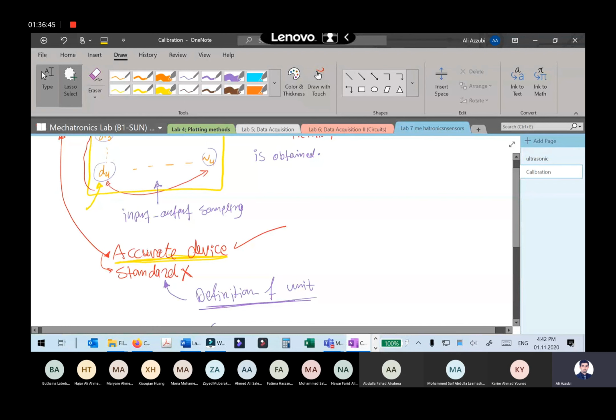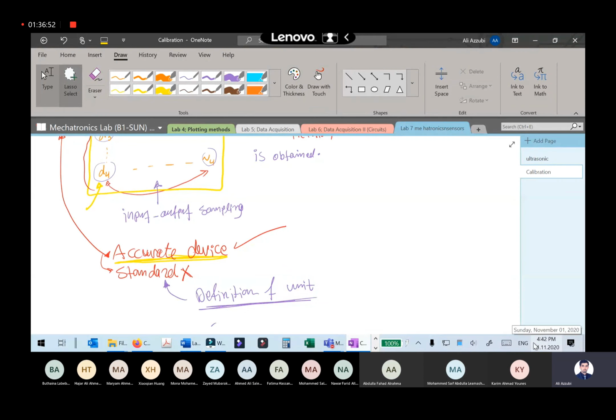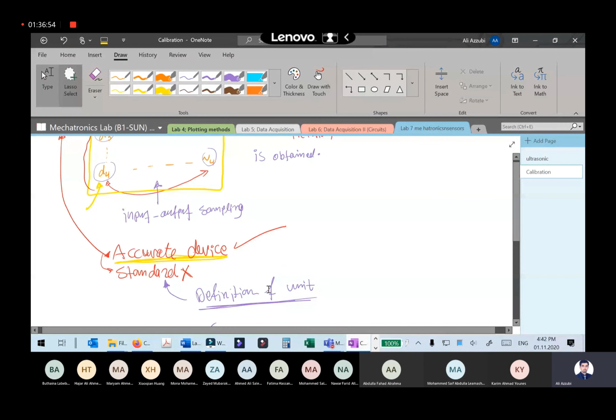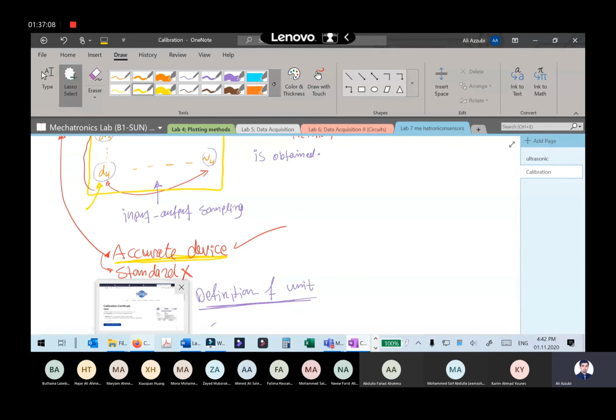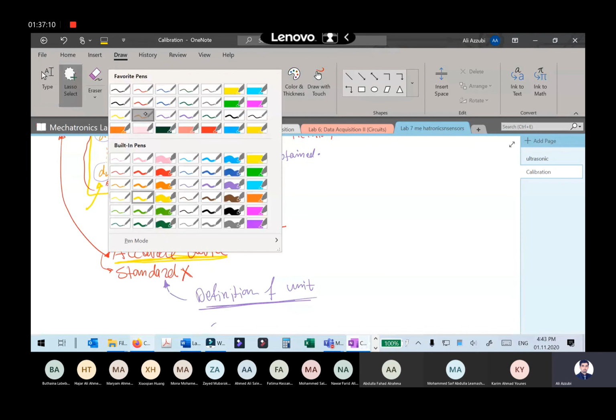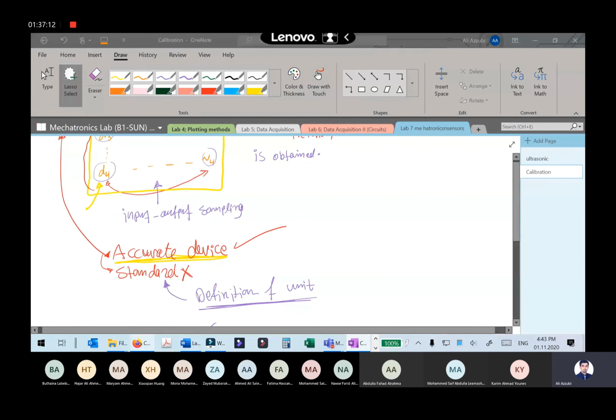Now we have a lot of examples about this calibration and calibration certificates, but now the time is a bit limited, so let's skip that. I hope the idea of calibration is clear. Now the next thing is very simple. I'll explain to you the calibration curve. Actually, it's explained in the video. Okay, so let's skip and go directly to the video.